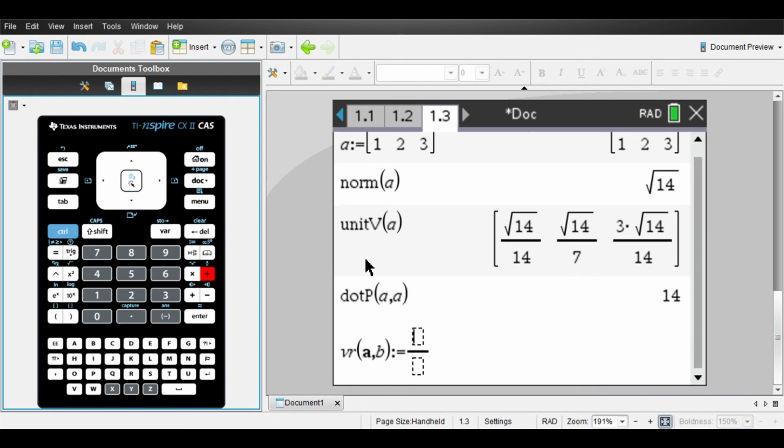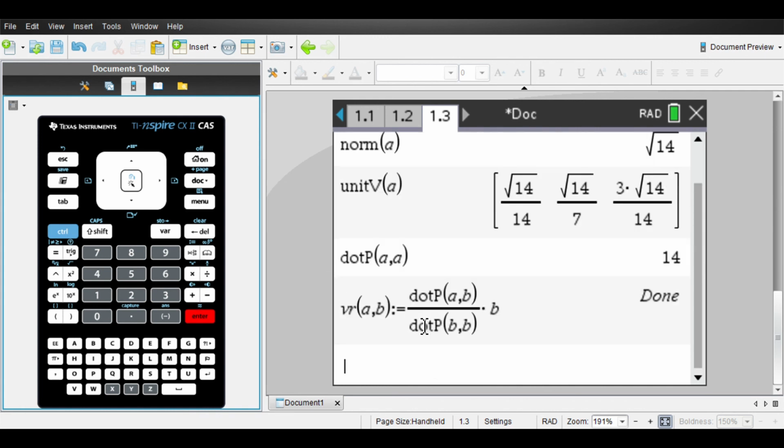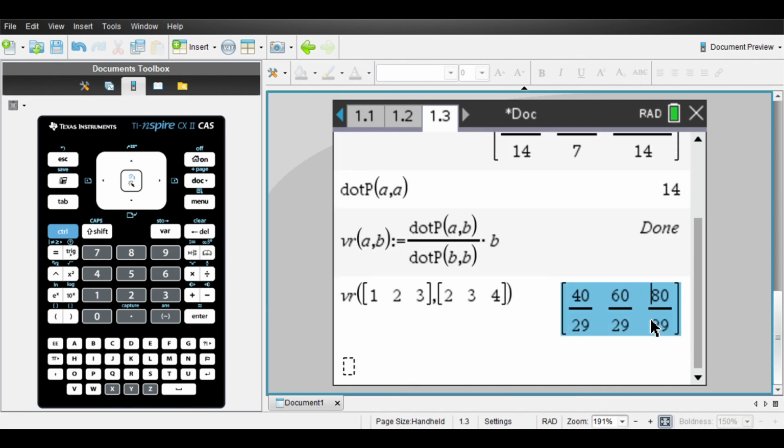And you would basically just type in the formula for the vector resolute and save it as a function. And then it's done. So then if you want to find the vector resolute between 2 vectors, it would be extremely easy. Here it is. It's pretty cool, isn't it?